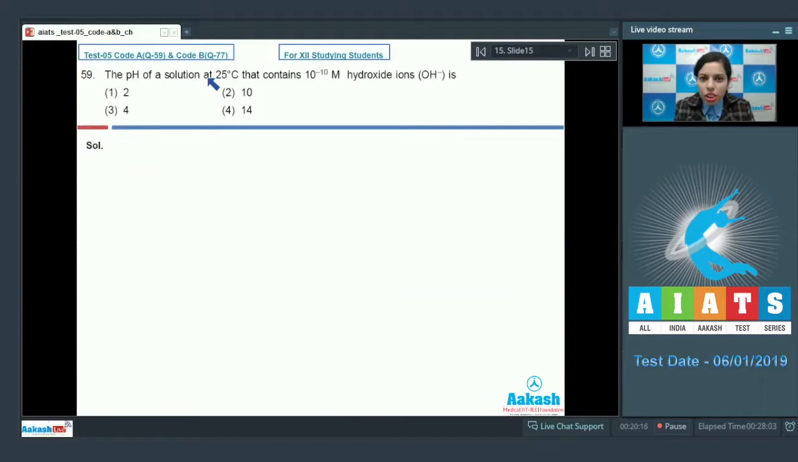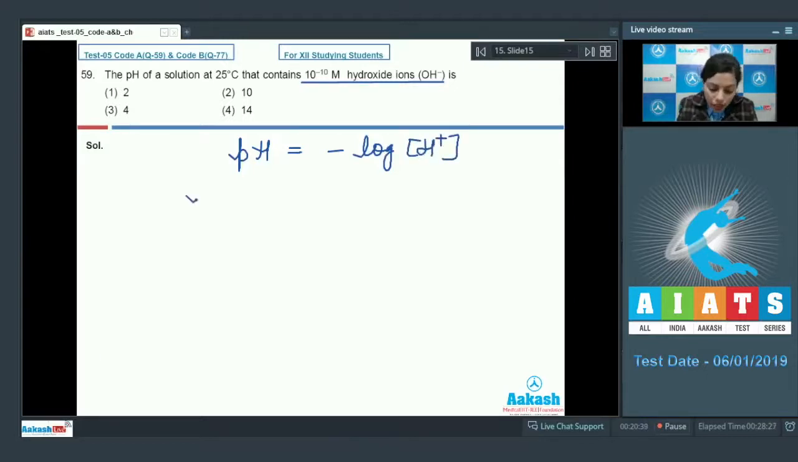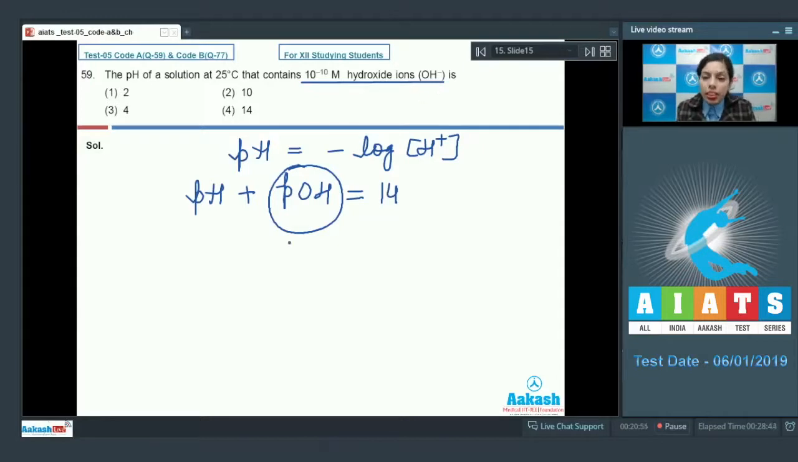The pH of a solution at 25 degrees Celsius that contains 10 raised to the power minus 10 molar hydroxide ion. It means the amount of hydroxide ions is given, that is 10 raised to the power minus 10 molar. And we need to find out the pH value for this. So we should know that pH is equal to negative logarithm of H plus ion concentration, and the pH value plus the pOH value is equal to 14. We should know that. And here this pOH value we can find out with the help of OH minus ion concentration that's given in the question.